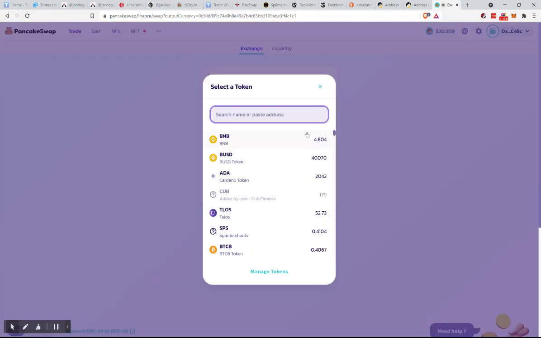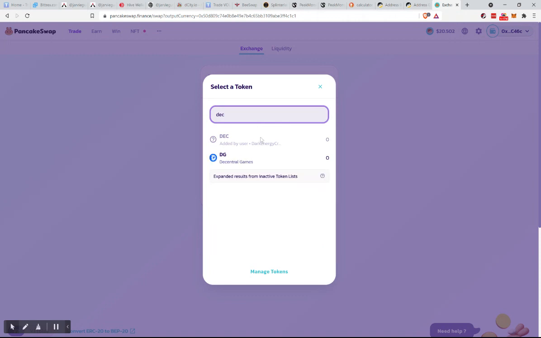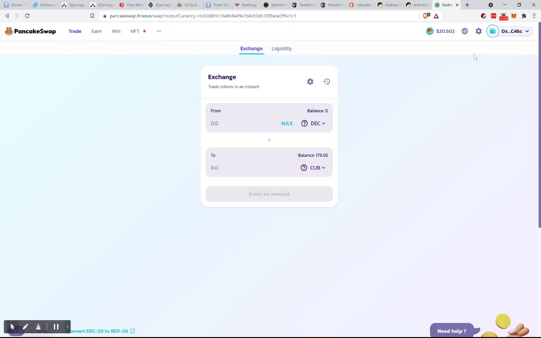And DEC. Added by user. Dark energy crystal. Why is my balance not showing up? Connect. There we go. I had to connect on Cub DeFi, and then I had to connect on PancakeSwap. I was on other accounts. All right, so we've got 600 DEC.